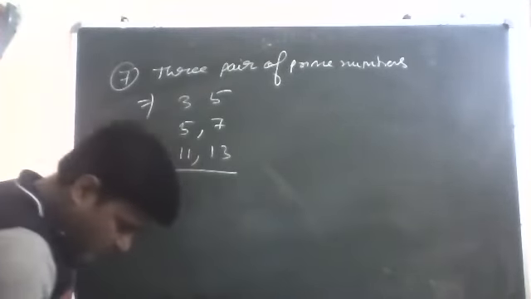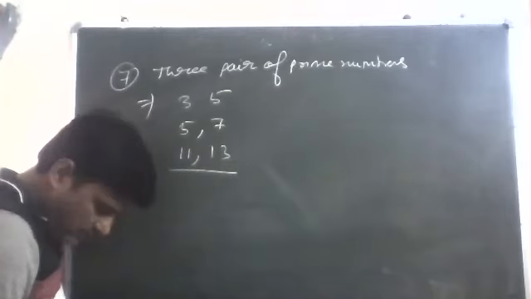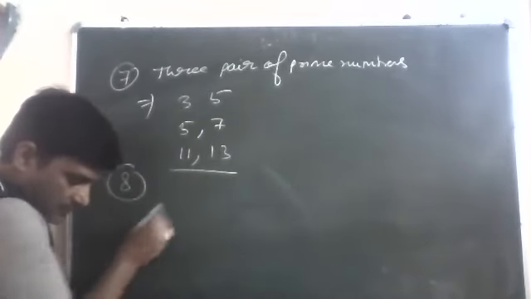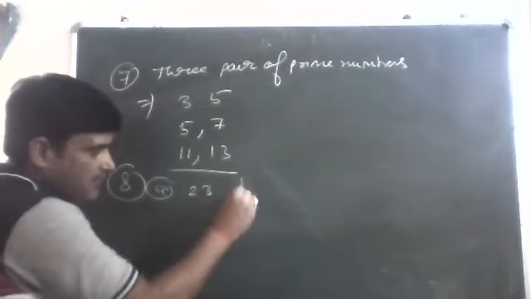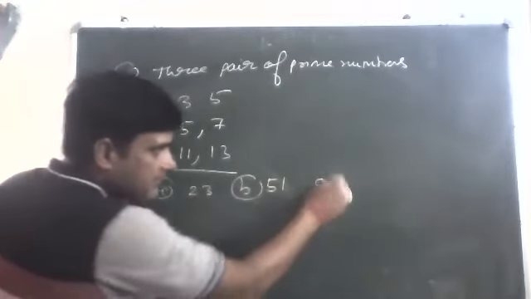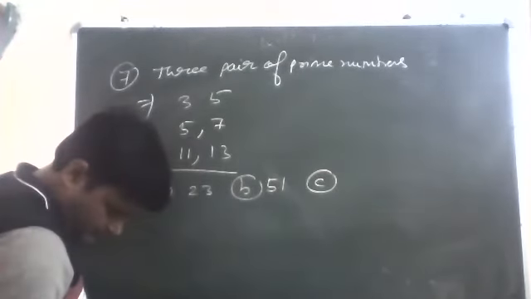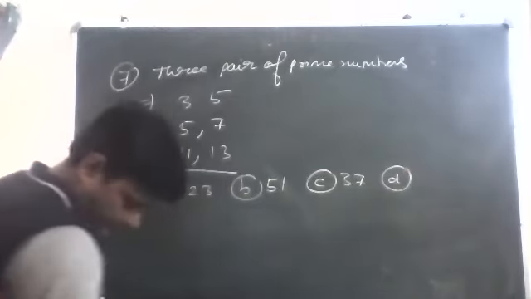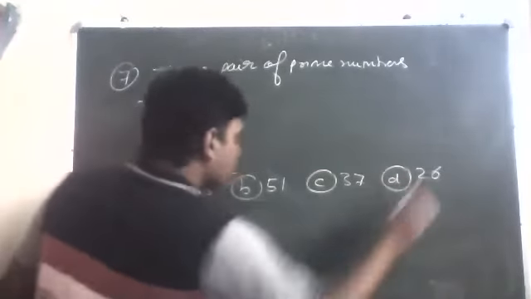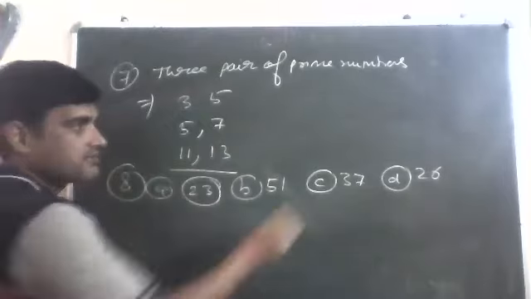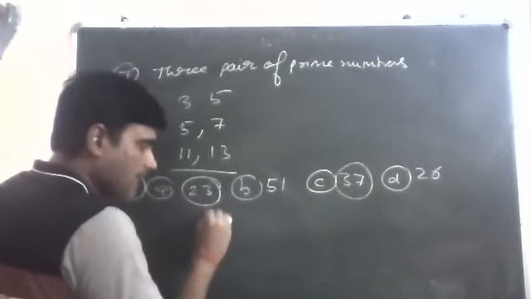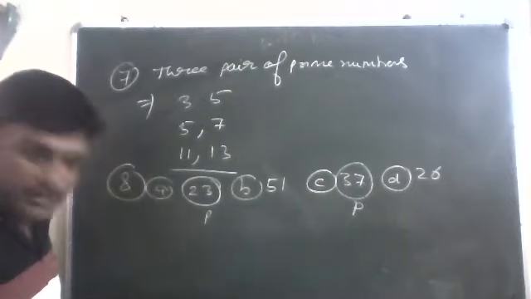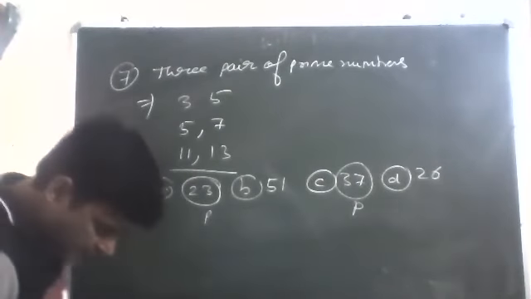Now question number 8. Which of the following numbers are prime? Given numbers A 23, B 51, C 37, D 26. 23 and 37 are prime numbers. 51 and 26 are composite numbers. Okay. Now we solve question number 9.